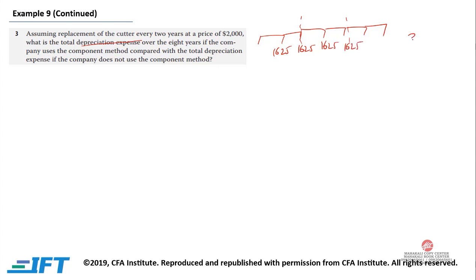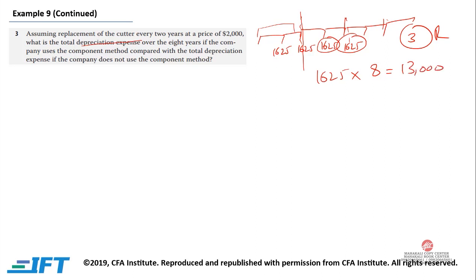We were going to buy a total of 3 new rotators, because in 8 years the first one is initially in the mill, and we need to buy an additional 3 more cutters. So each year the depreciation would be 1625. So 1625 multiplied by 8 is going to give us 13,000. This is for the component method.